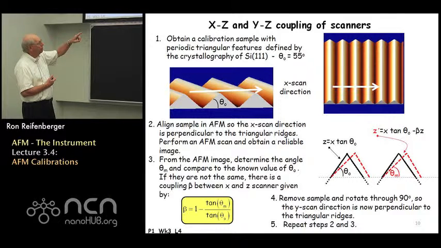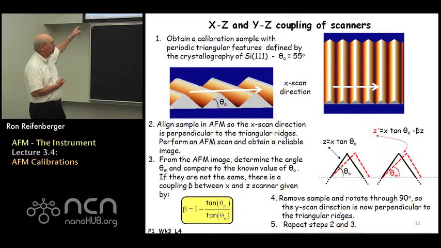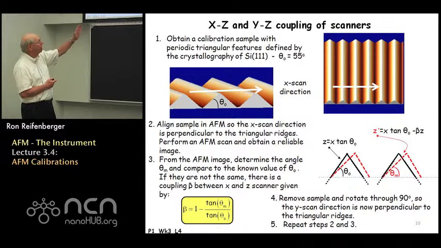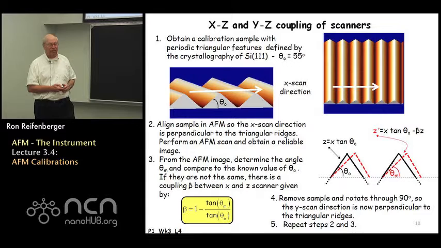If that's the case, then there's a coupling beta that's given by 1 minus the tangent of the two angles, so I've indicated in the yellow slide. So this coupling beta would then have to be programmed into your controller in order to correct for this particular feature. So this would calibrate your scan in, let's say, the x direction. If you wanted to check your y direction, in other words, the YZ coupling, you would just have to rotate the grating and perform the measurement for the Y scanner.